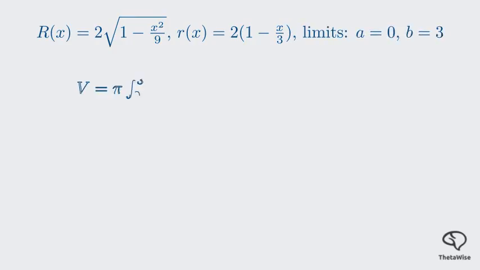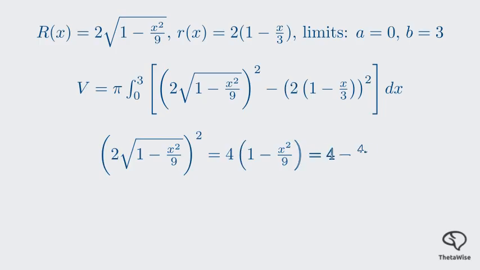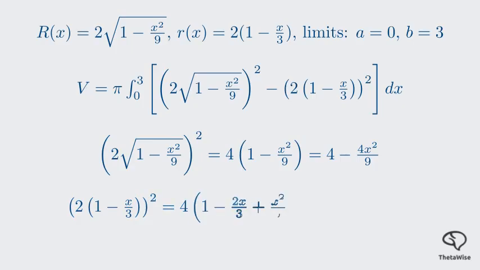V equals pi times the integral from 0 to 3 of R of x squared minus r of x squared dx. This is our integral setup. Let's simplify the integrand before integrating. This is the most crucial step for avoiding mistakes. Expanding the first term gives 4 minus 4x squared over 9. Expanding the second term gives 4 times 1 minus 2x over 3 plus x squared over 9, which is 4 minus 8x over 3 plus 4x squared over 9.